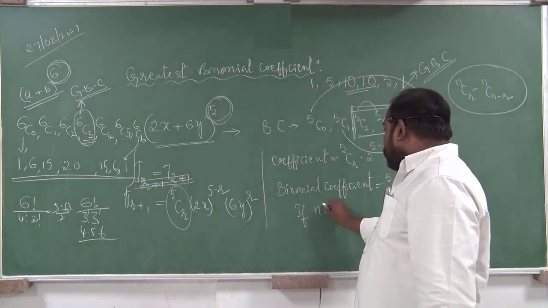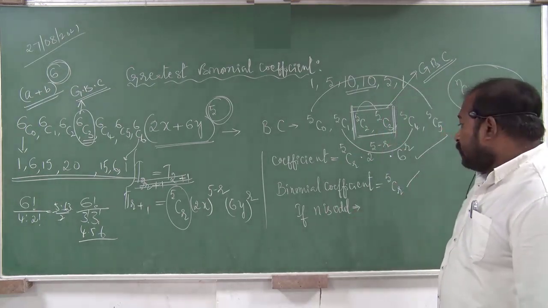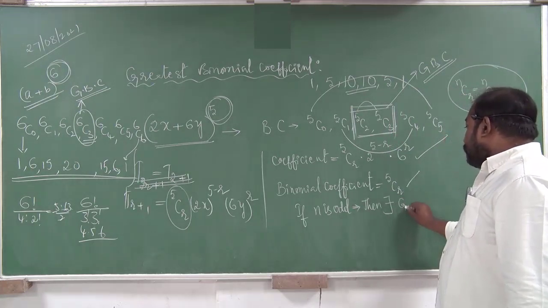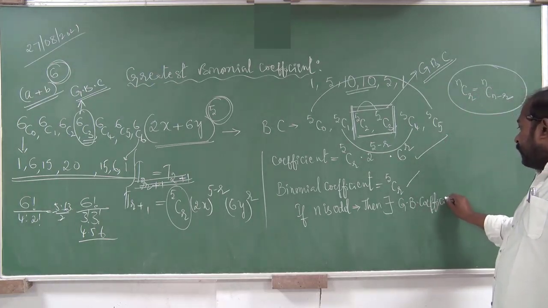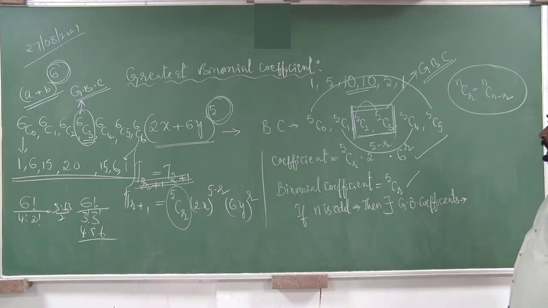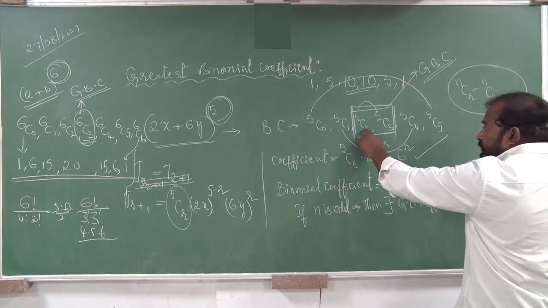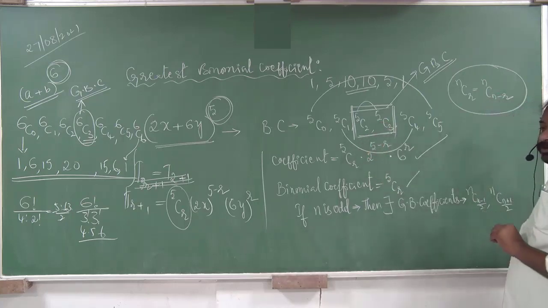If n is odd, then there exist greatest binomial coefficients, since two exist and are given by nC(n-1)/2, nC(n+1)/2. Like this one: 5C2. How will you get the 5C2 value? 5C(5-1)/2. 5C3 means 5C(n+1)/2.